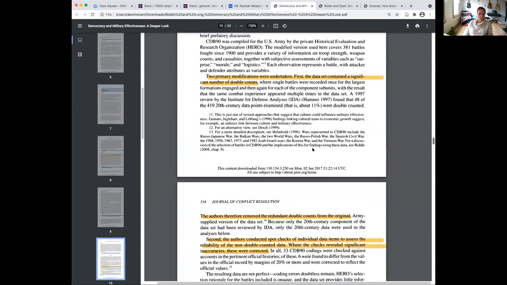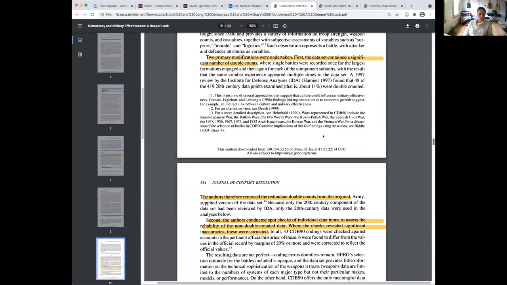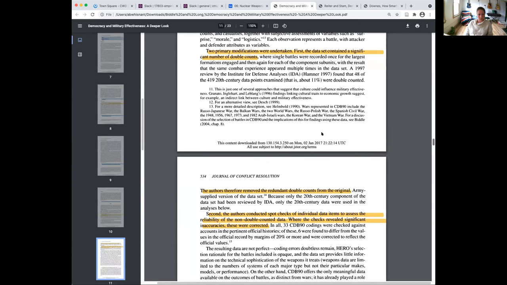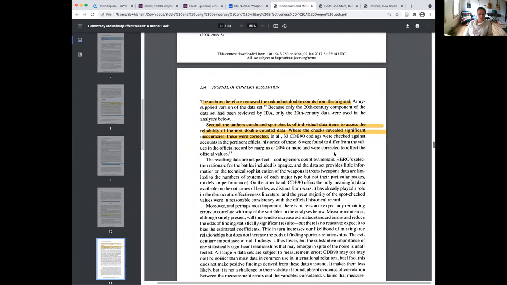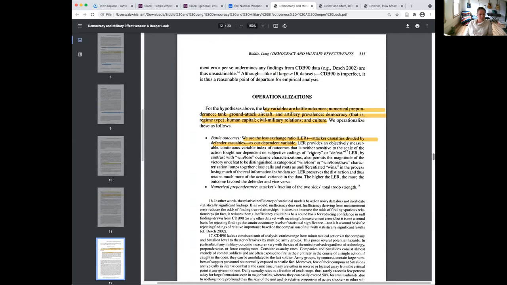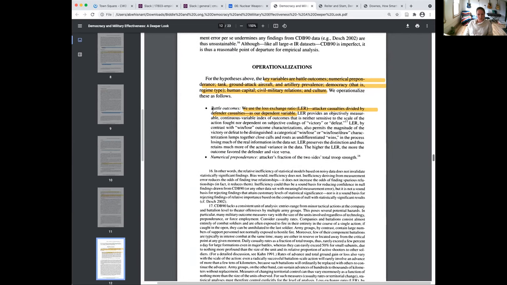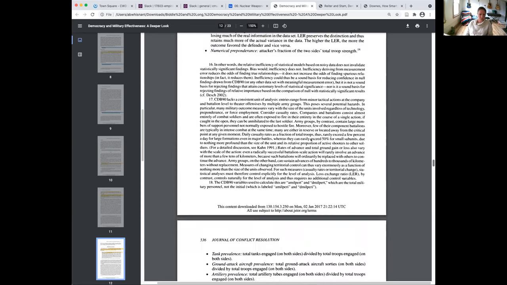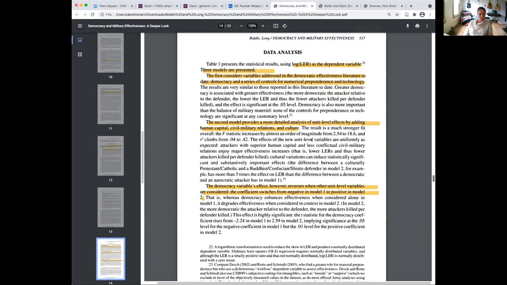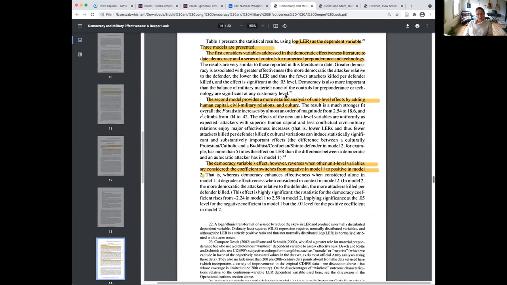They're all pretty straightforward. As far as the data set, they used a couple of data sets that are common in this IR theory and security literature. They looked at whether or not they were double counted, and they took the double counted ones out. They also looked at the reliability of the other data and made some changes where appropriate, and they go into detail on how many changes they had to make. Their dependent variable was battle outcomes, and they measured this in terms of loss exchange ratio. That's the number of casualties for each side rather than just a binary battle outcome. And they did this as a regression analysis with three different models.